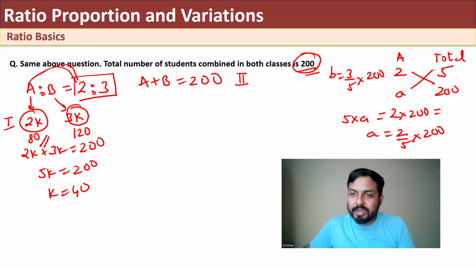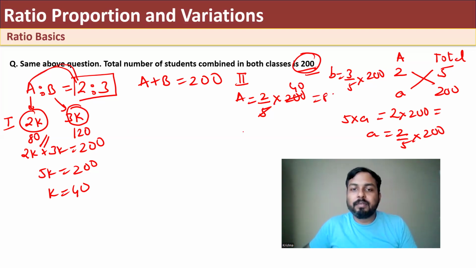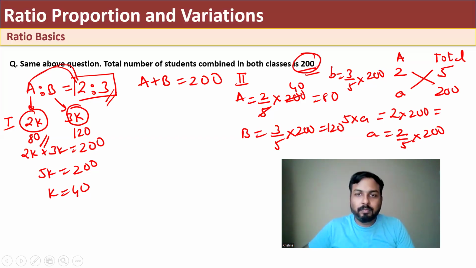So you don't have to do this cross multiplication every time. Next time somebody asks you the value of A, what will you say? The ratio value 2 by the total 5 into the total 200. So how much am I getting? 5 4 are 20. A value is 80. How much is B value? 3 by total 5 into 200. How much is that? 120. So there are two methods in which you can find the quantities if you know the total strength and the ratio.